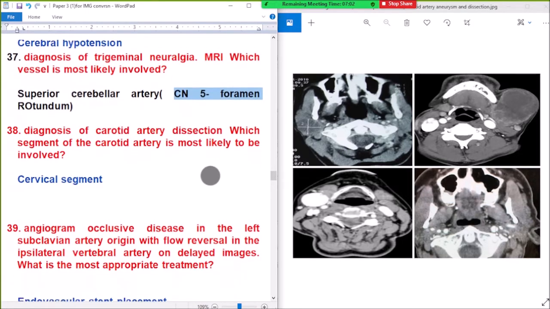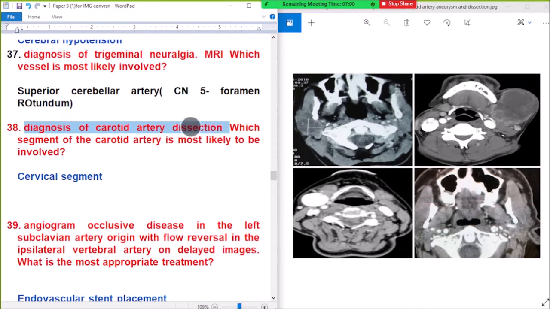Question number 38. Diagnosis of carotid artery dissection. Which segment of carotid artery is most likely to be involved? Cervical segment. In carotid artery dissection, the most likely segment involved is the cervical segment. C for carotid artery dissection, C for cervical segment involved.